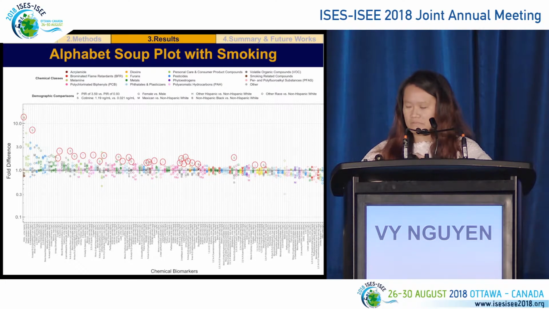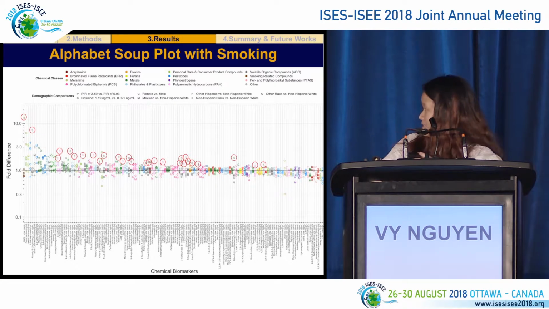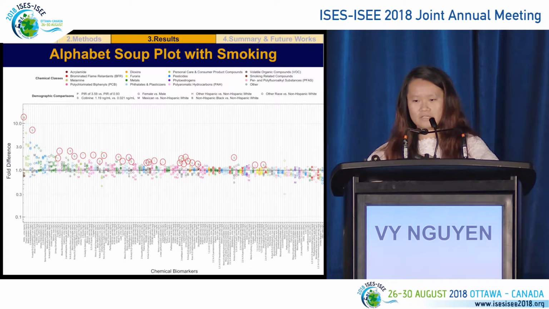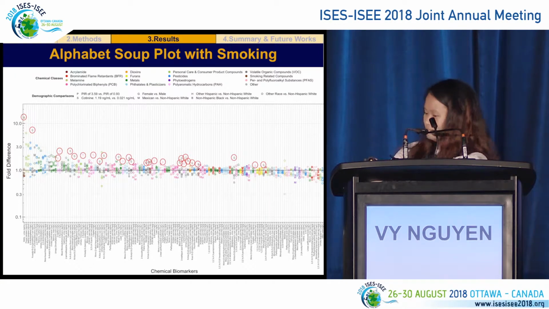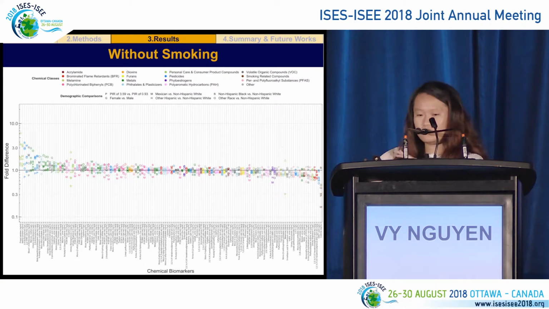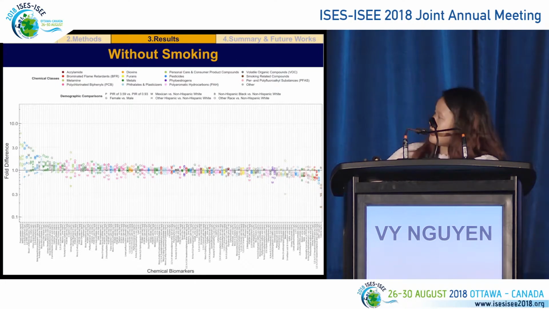And so this was a good sanity check because we know that smoking is highly associated with these types of compounds. And so I'm going to now remove the smoking so that we can focus on the other demographic comparisons.